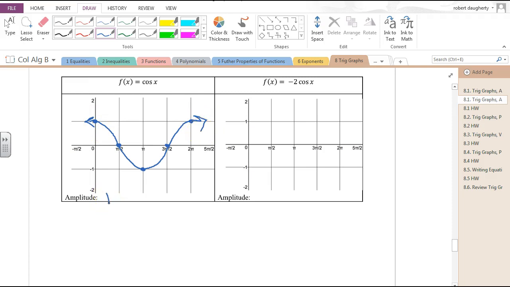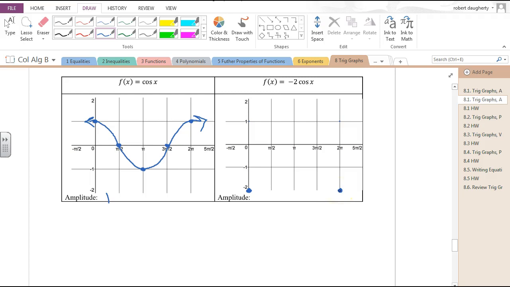So, how would I graph negative 2 times the cosine of x? Normally the cosine would start at 1, right? What happens when 1 is multiplied by negative 2? You get negative 2. Normally the cosine graph ends at 1. What happens when 1 is multiplied by negative 2? Negative 2. So this graph is going to start at negative 2 and end at negative 2.